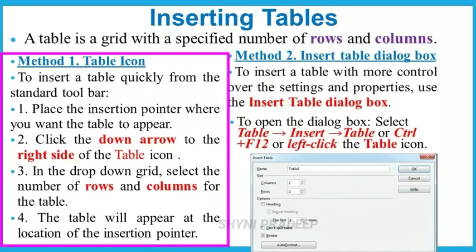And next, click the down arrow to the right side of the table icon. In the drop down grid, select the number of rows and columns for the table. Now the table will appear at the location of the insertion pointer.